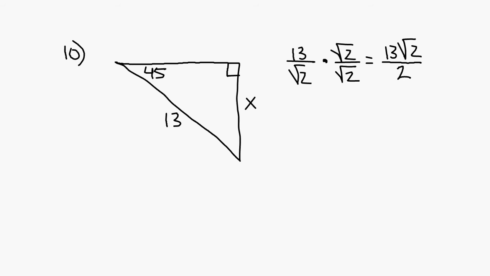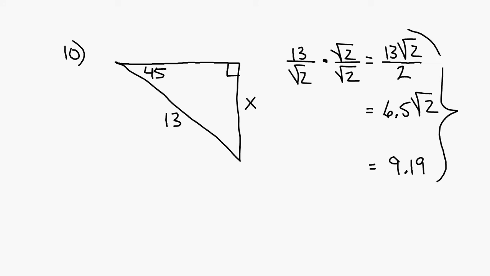So you could see this as your simplest radical form, or you could see this: 13 over 2 is 6.5 square root of 2. Or in this case, if you convert, 13 divided by the square root of 2 is 9.19. All three of these answers are the same.